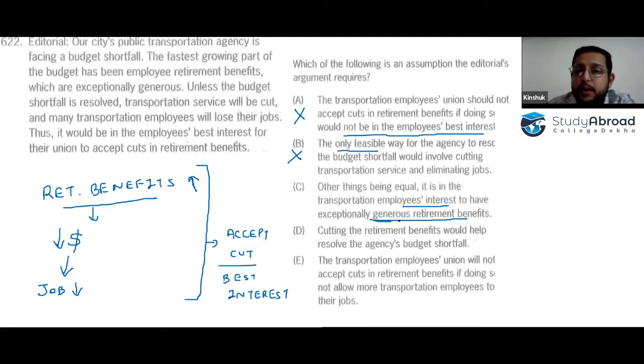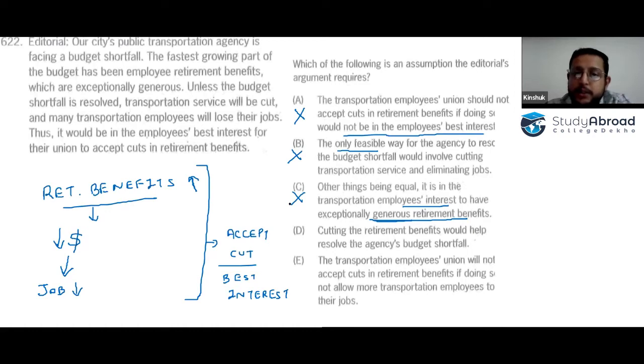So this part is not required. This part is not telling us, because see, what they should have or they could have is different from what the author is suggesting to them. So the author's conclusion is that the best interest would be to accept the cut in the retirement benefits. So again, answer choice C will not be the right answer.